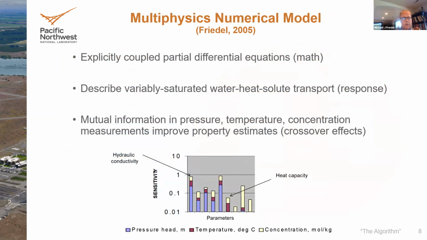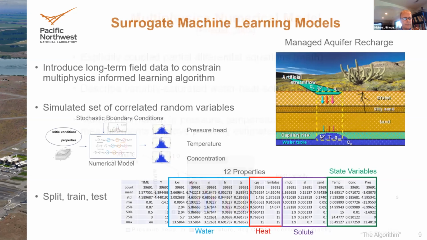The multiphysics numerical model used in the algorithm comprises a set of explicitly coupled partial differential equations that describe variably saturated water, heat, and solute transport. The joint inversion of this multiphysics model shows that mutual information in pressure head, temperature, and concentration measurements improves property estimates. The figure at the bottom of this slide shows contributions of pressure head in blue, temperature in red, and concentration in yellow to property estimates, such as the hydraulic conductivity on the left and the heat capacity on the right.